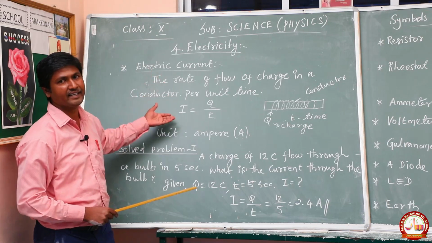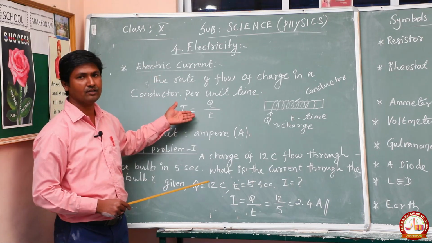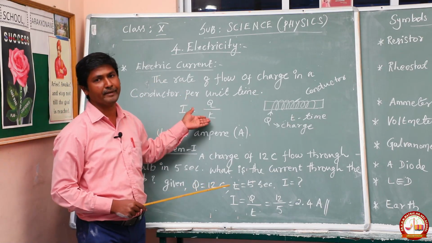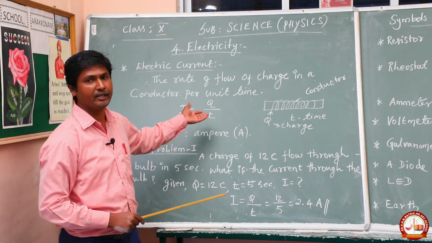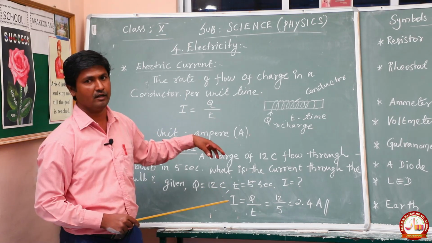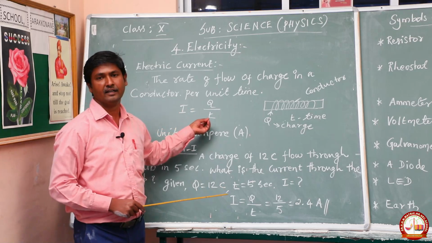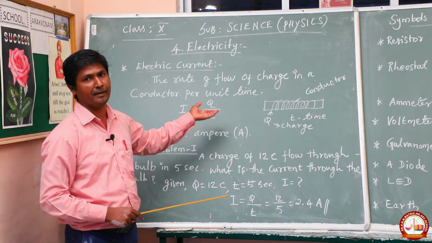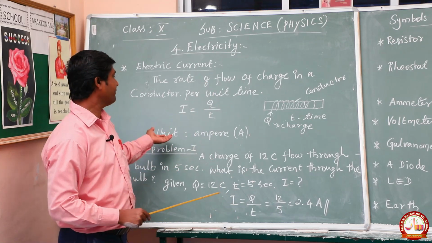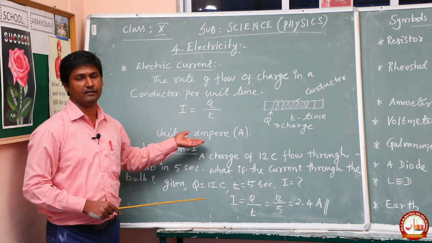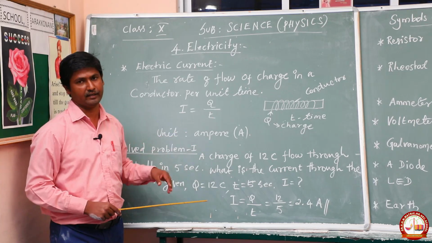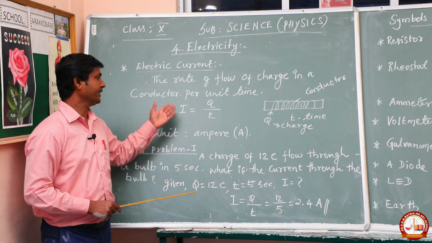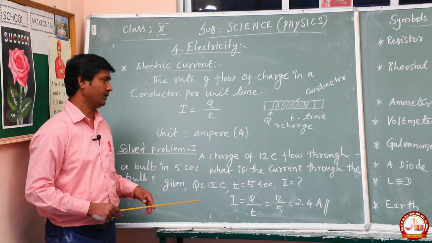The symbol of electric current is capital I. Capital I is equal to capital Q divided by small t. Capital Q is the charge and small t is the time. So I is equal to Q by t. This is the formula of the electric current. The unit of electric current is ampere, written capital A only.